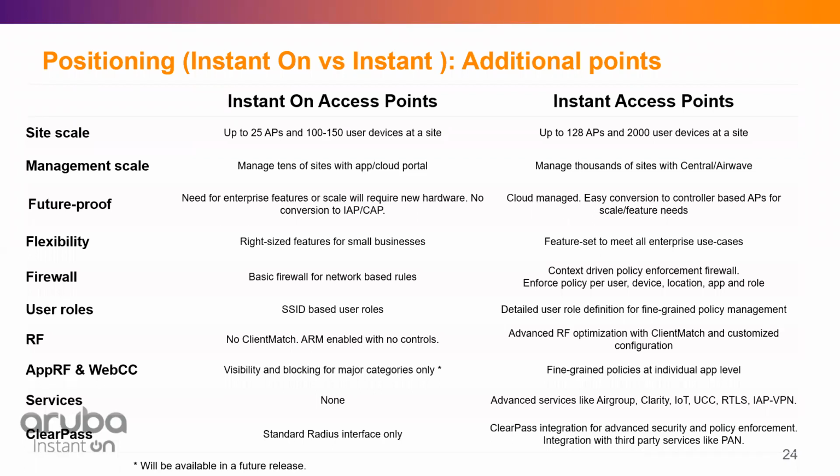When you're looking at Instant On access points, all the enterprise features are kind of not there. When you're looking at the Instant access points, though, there's quite a few different features that we talked about today that all meet that. Firewall is a big one. I won't read through the rest of those, I think we're getting a little redundant at this point, but user roles, RF, application, WebCC, all of those control features, user roles, all of that. That's stuff that you get inside of Instant, not inside of Instant On. So hopefully that covers everything that is Instant and everything that is Instant On.